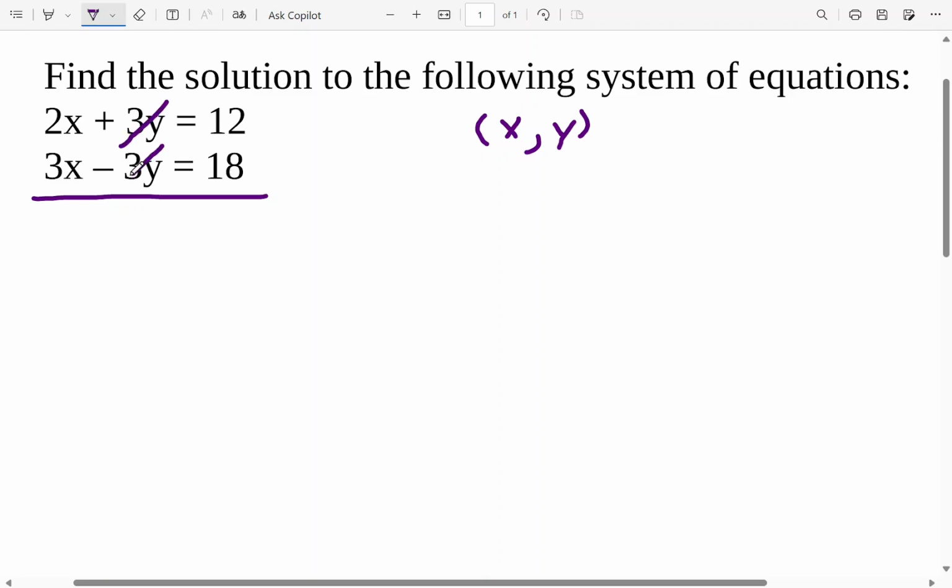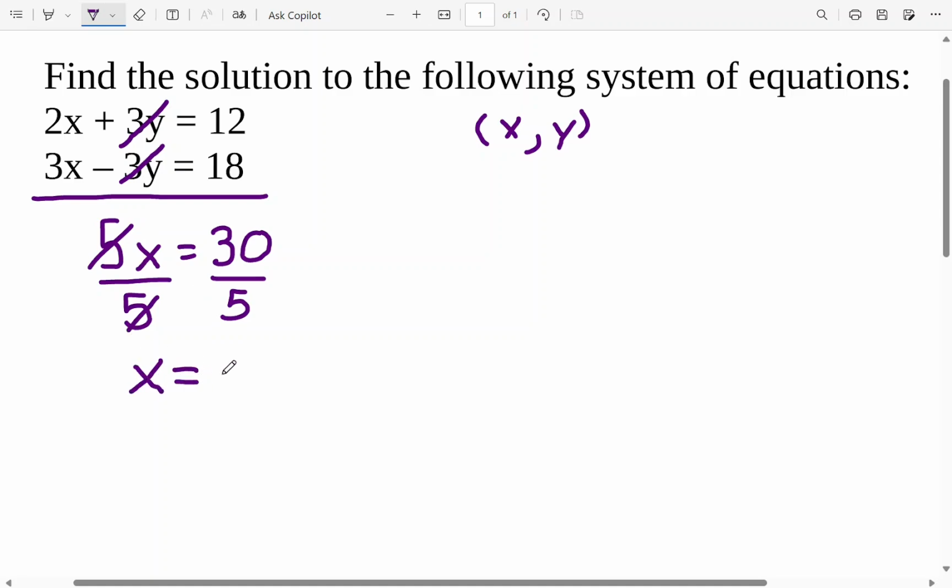The 3y's will cancel out, and we'll get 2x plus 3x, which gives us 5x. So we get 5x equals 12 plus 18, which is 30. To solve for x, we'll simply divide by 5. The 5's on this side will cancel, and we'll get x equals 6. So we're partway there to finding our solution. Our solution is 6, and then whatever the y value is.